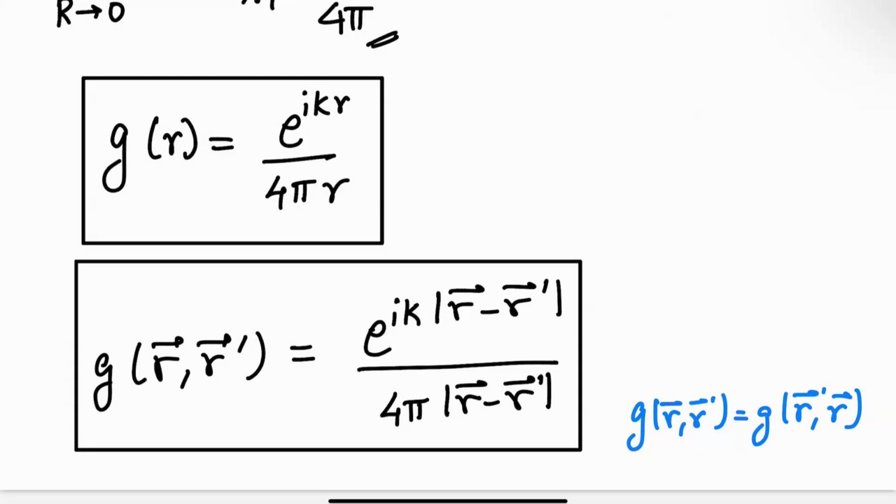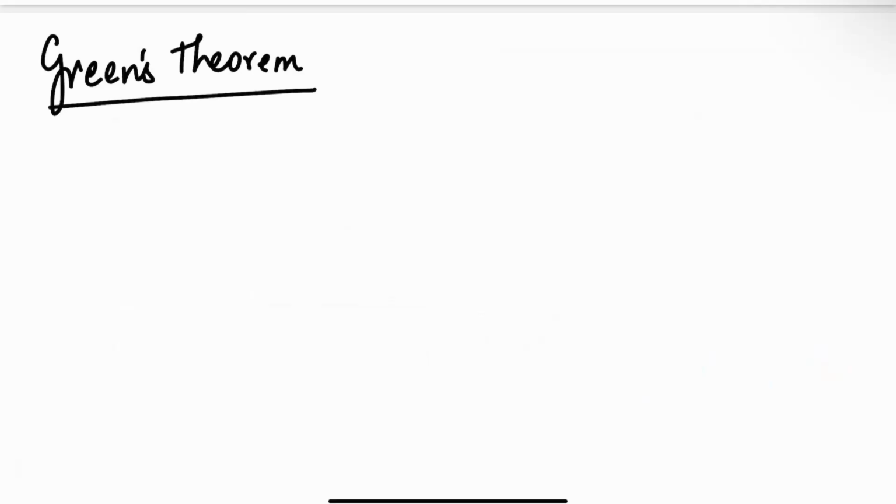Okay. All right, so now that we have the Green's function, the next thing we want to develop is called Green's theorem, which will help us get to the boundary condition that we're looking for next, the radiation boundary condition. Okay, Green's theorem. So what does Green's theorem say?